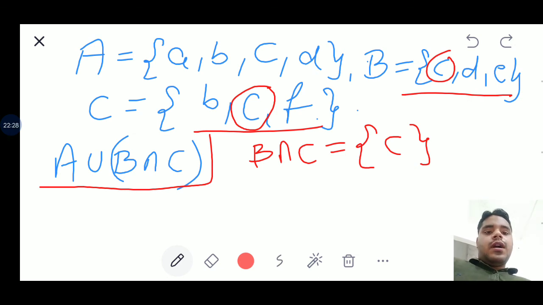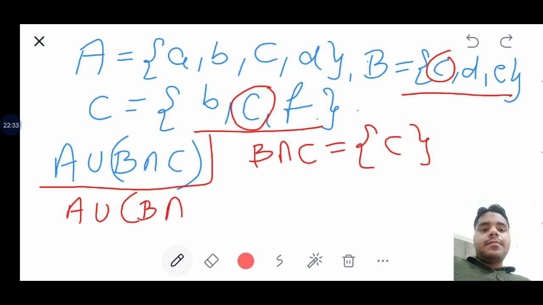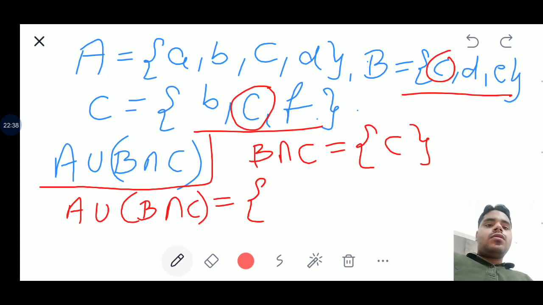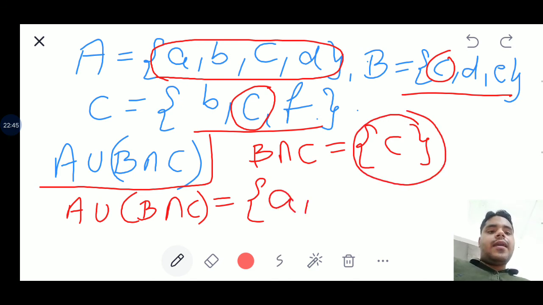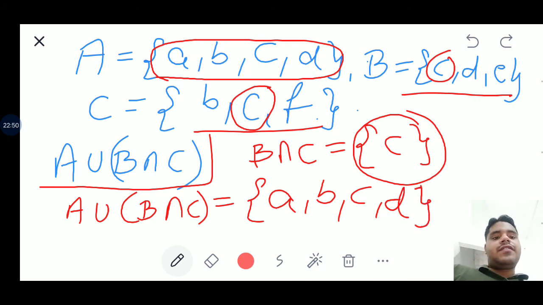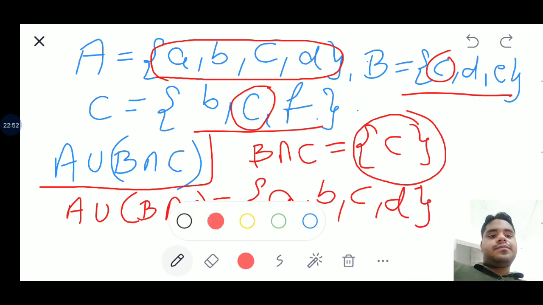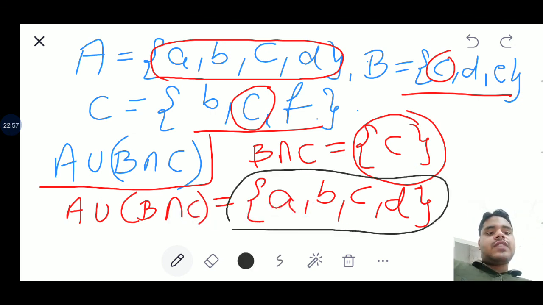So I just want to find the union with this. So A union with this. So A, B, C, D. C is already counted, so I will not write C again. So this would be the right answer. Those who gave this answer, just give yourself 1 point. Is it clear, anyone?